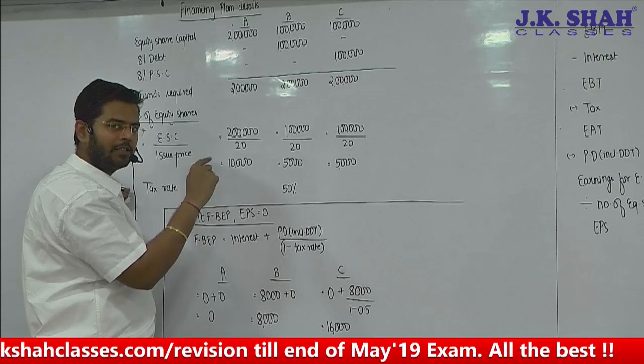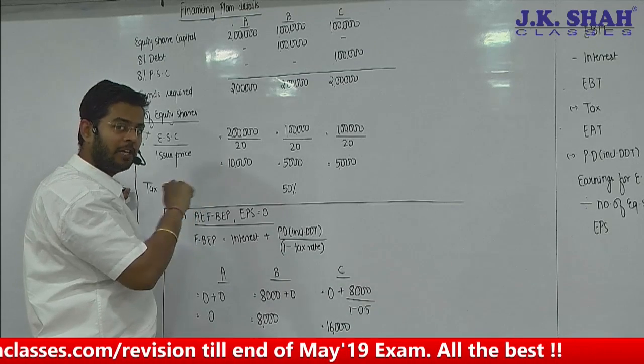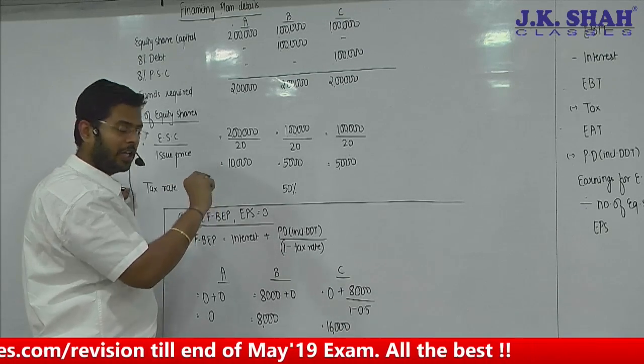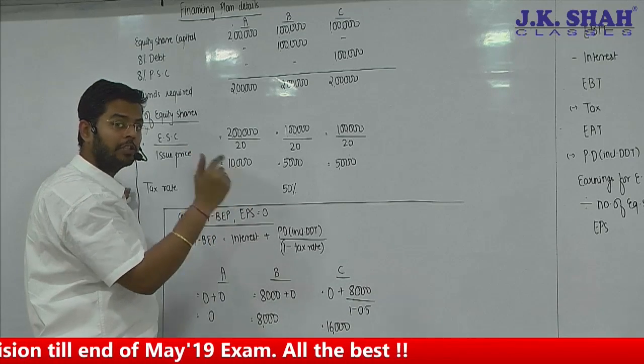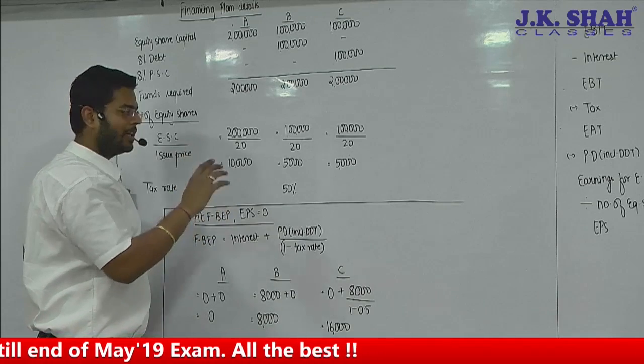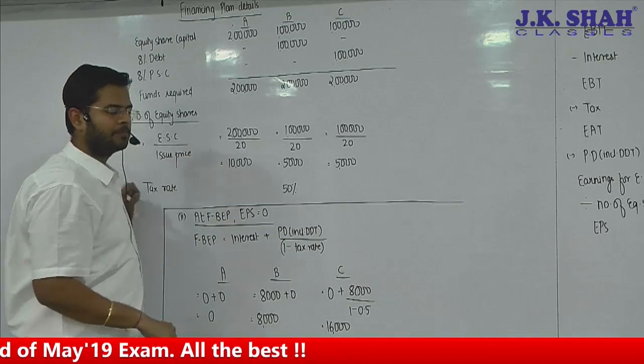EBIT minus interest into 1 minus tax rate minus preference dividend by number of equity shares of plan A equals the same formula, but the denominator will be EBIT, number of equity shares of plan B. So that thing will continue for all the three plans.